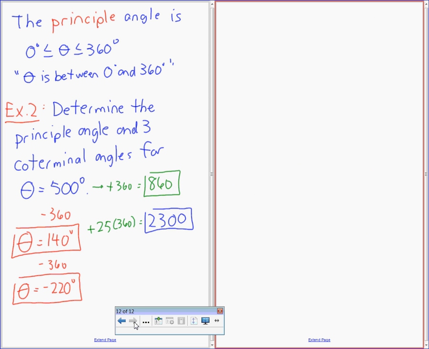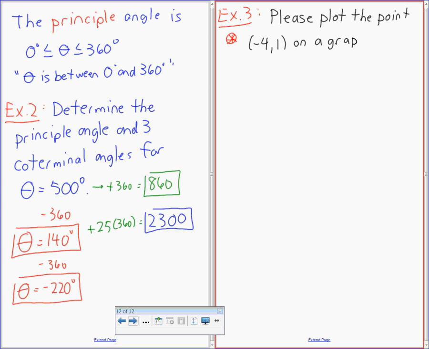Okay, example 3. Please put a star beside this question. Example 3 says, please plot the point -4, 1 on a graph. Find the principal angle. Okay, so take a second here and scribble that down.